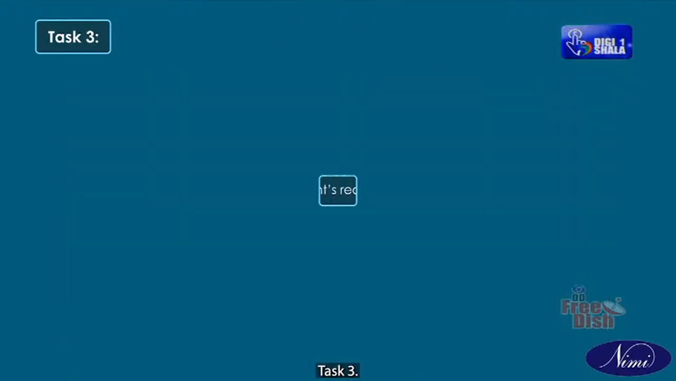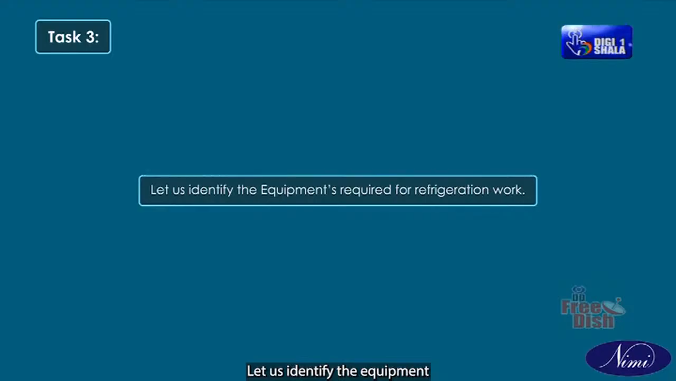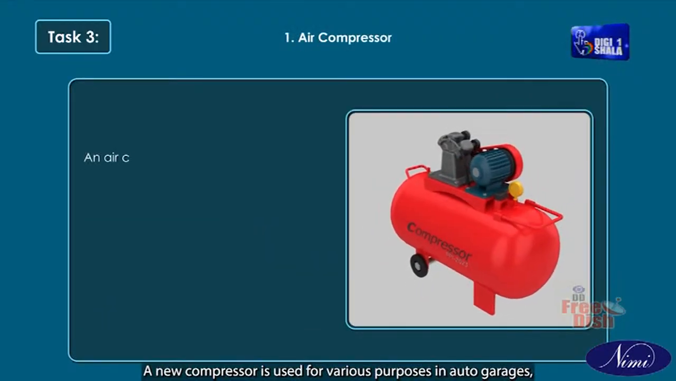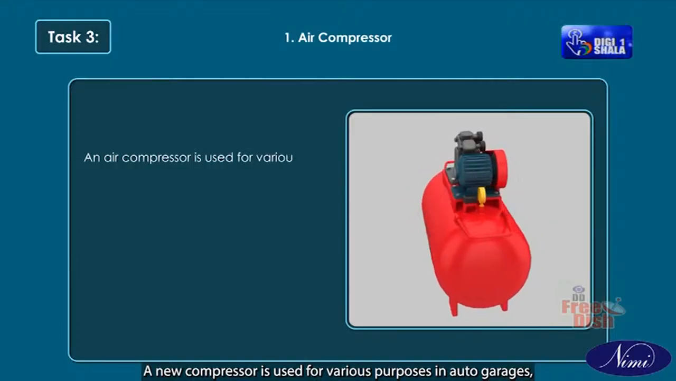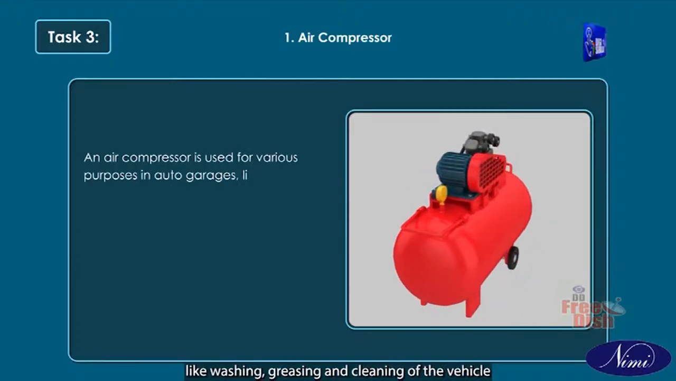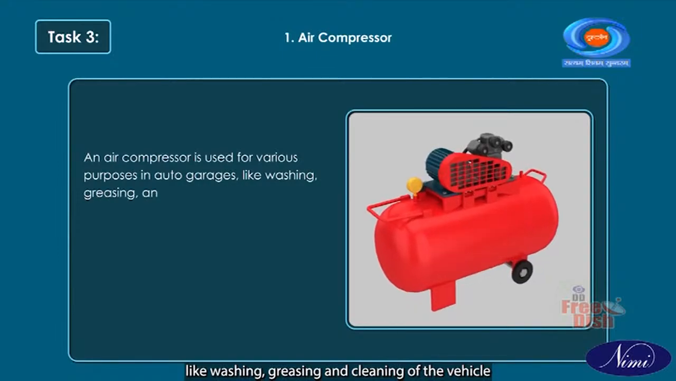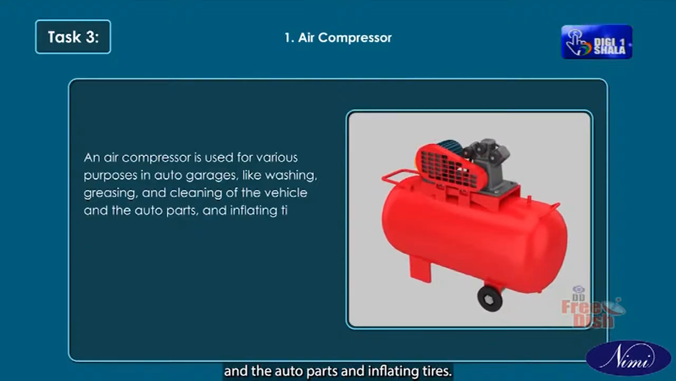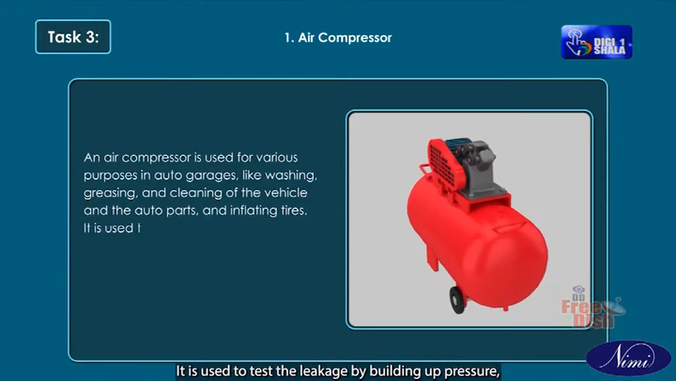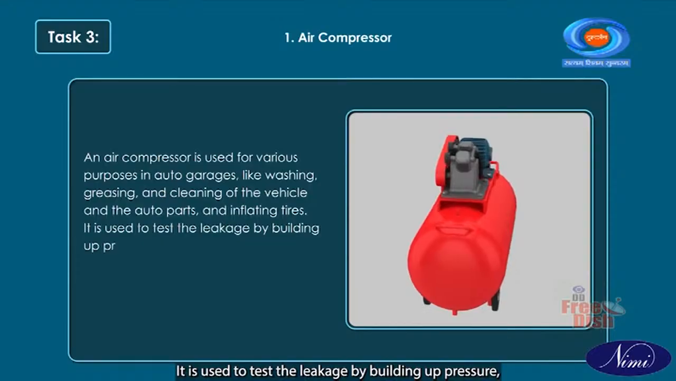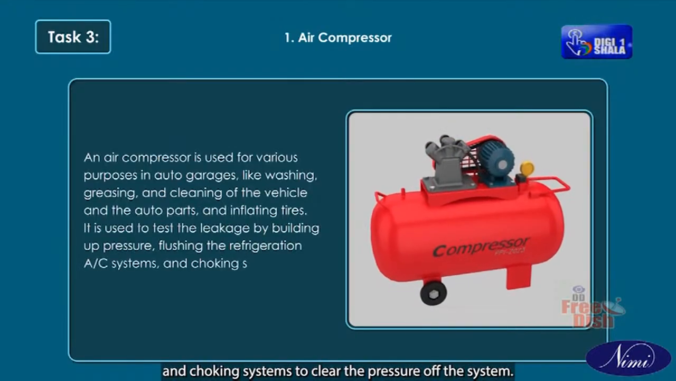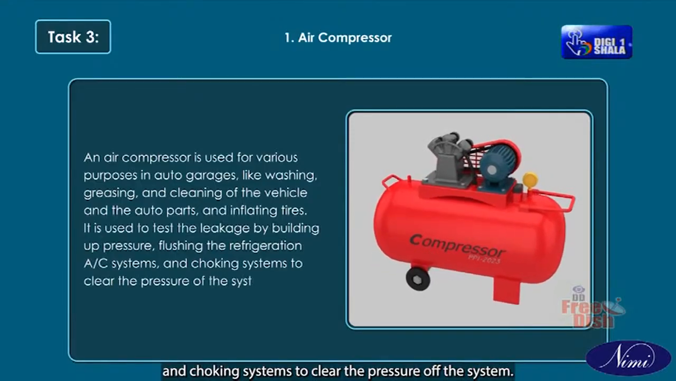Task 3. Let us identify the equipment required for refrigeration work. Number 1. Air compressor. An air compressor is used for various purposes in auto garages like washing, greasing and cleaning of the vehicle and the auto parts, and inflating tires. It is used to test for leakage by building up pressure, flushing the refrigeration and AC systems, and choking systems to clear the pressure of the system.